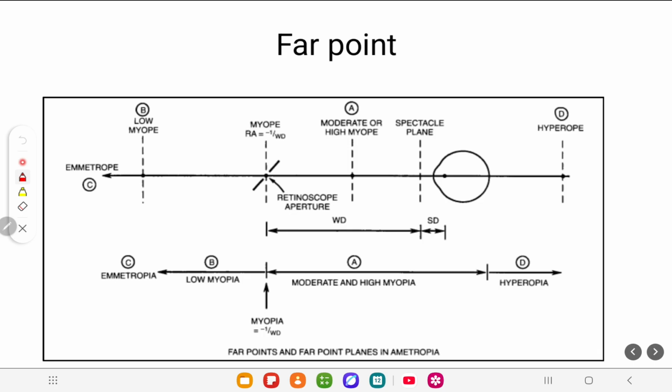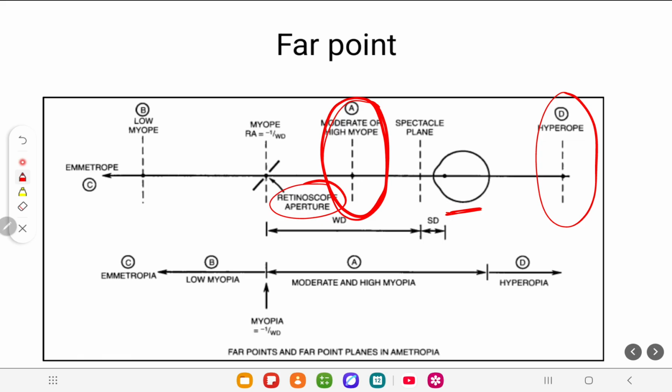It's really important. What happens with the far point is this: this is the retinoscope aperture, and this is the eye. In case of hyperopia, the focal point is behind the eye, which means it is always with the rule. And what happens if the far point is here, between the peephole of the retinoscope and the eye? It's always against the rule.